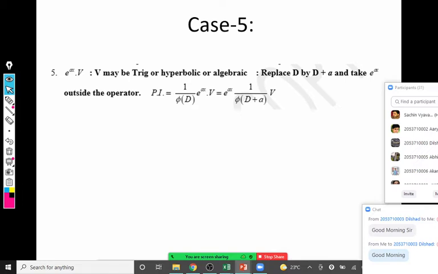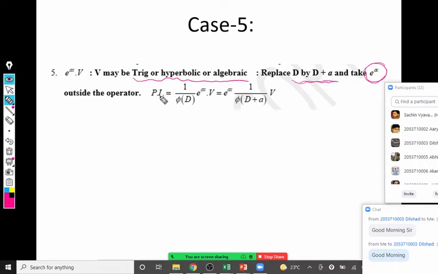So whenever exponential into trigonometric, or exponential with hyperbolic or algebraic appears, then first of all we'll take that e raised to ax outside the operator by replacing D by D plus a. Okay, replace D by D plus a and e raised to ax will come outside the operator.